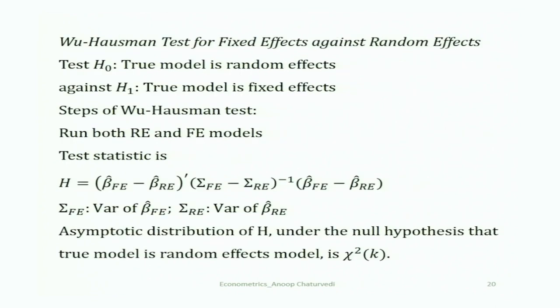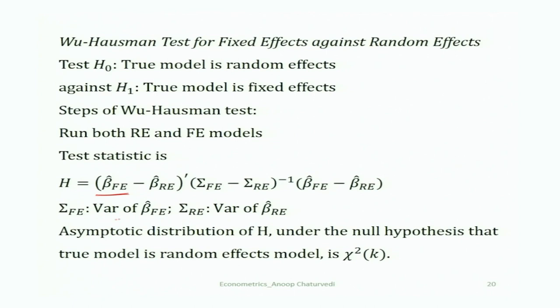Now, we consider the Wu-Hausman test for fixed effects against random effects. So, we want to test H naught, that your true model is random effects model, against the alternative that your true model is fixed effects model. Then the steps for the Wu-Hausman test are, say we run both random effect and fixed effect models. Then your test statistic is, say H equal to beta hat FE, this is the estimator for fixed effect model, minus beta hat RE, transpose, sigma FE minus sigma RE whole inverse, beta hat FE minus beta hat RE.